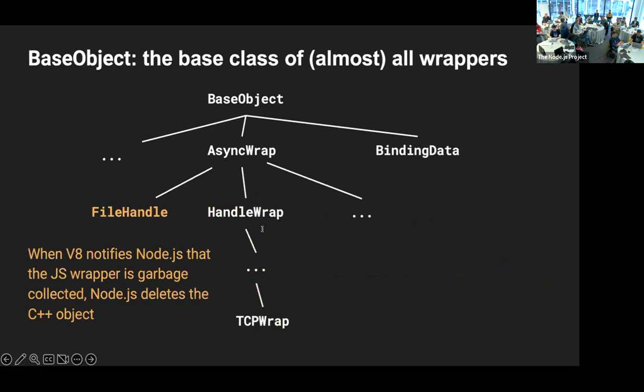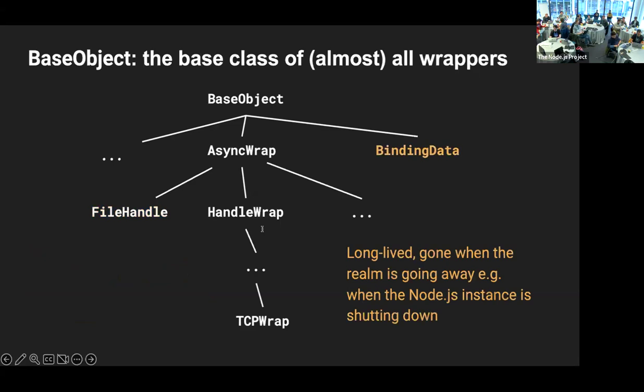There is also another class of objects, like FileHandle. In this case, they are kept alive by JavaScript instead of by some libuv handle. The memory management mostly depends on the V8 garbage collector. Usually when the JavaScript wrapper is no longer reachable from the JavaScript end, V8 notifies Node about this, and Node would delete the C++ object in a callback.